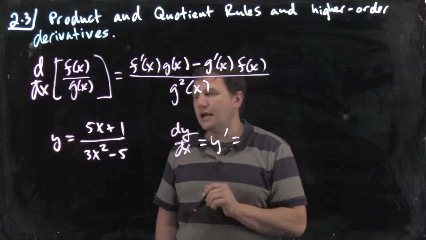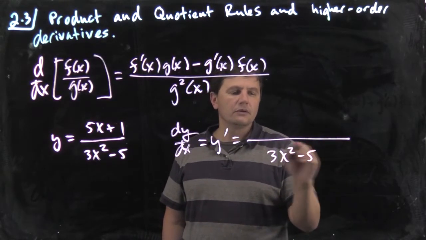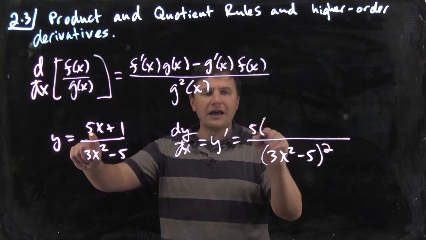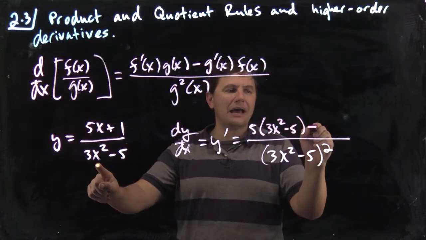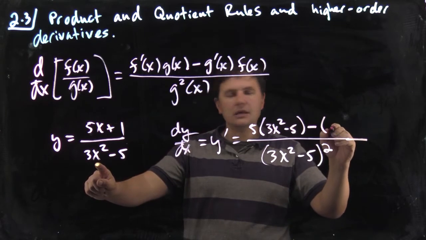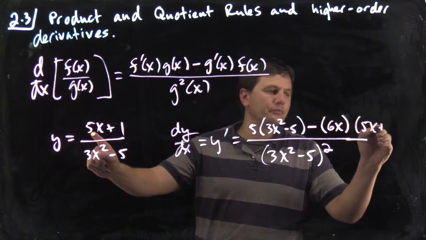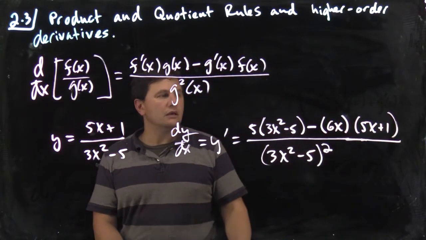So anyways, square the bottom. Take the derivative of the top first, so that'll be 5, copy down the bottom, minus, take the derivative of the bottom, that will be 6x, copy down the top, and there you go. So that is quotient rule.